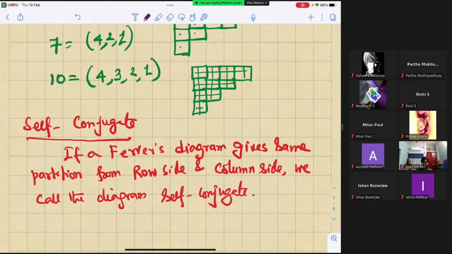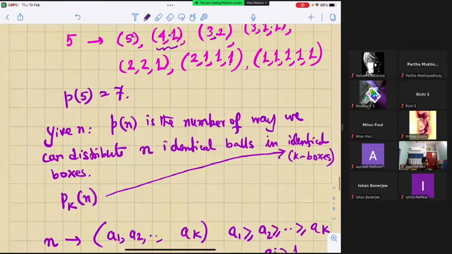Sorry, the integer partition which you were talking about before, is that very similar to distributing n identical balls into k identical boxes, probably? Yes, it is exactly the same. That's what I wrote also, I think. It is the summation over k equal to 1 to n of n minus 1 choose k minus 1. Yeah, that's what I wrote. It is the number of ways you can distribute n identical balls into k identical boxes.